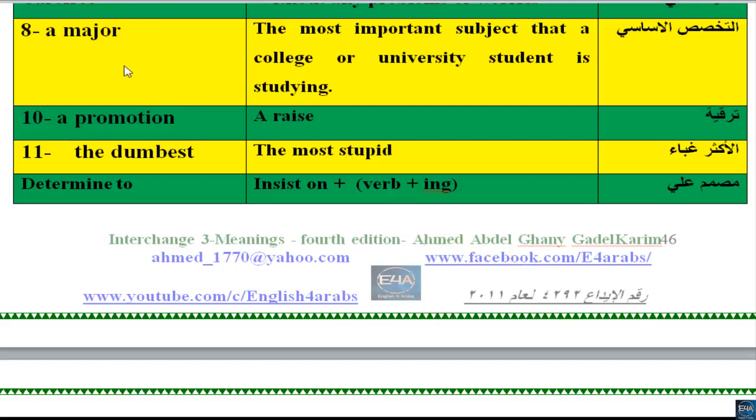Let's get started with unit number 11, part 2. The words. Exercise number 8. A major: the most important subject that a college or university student is studying.